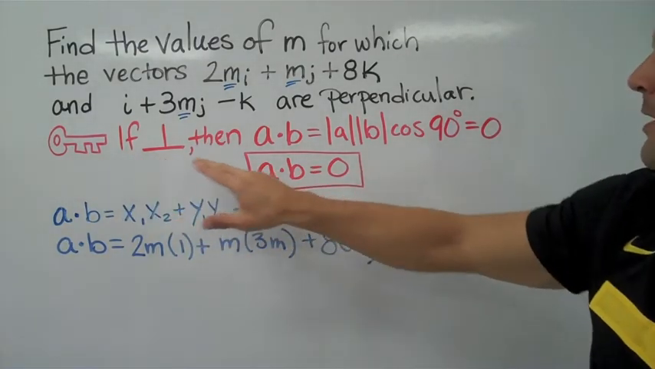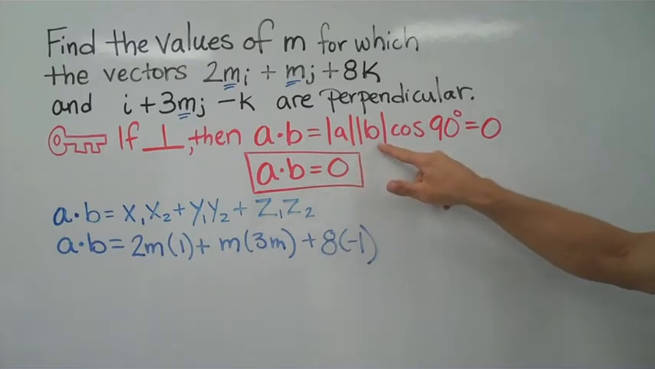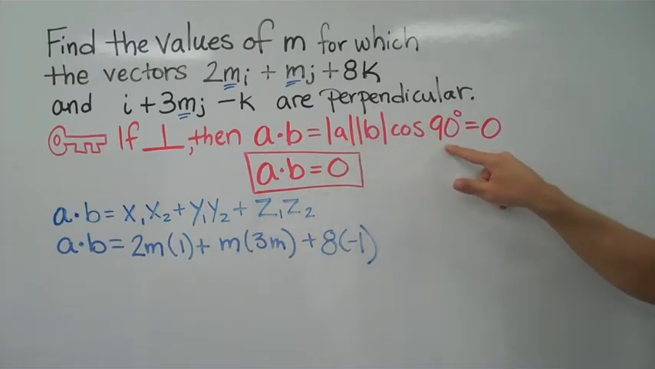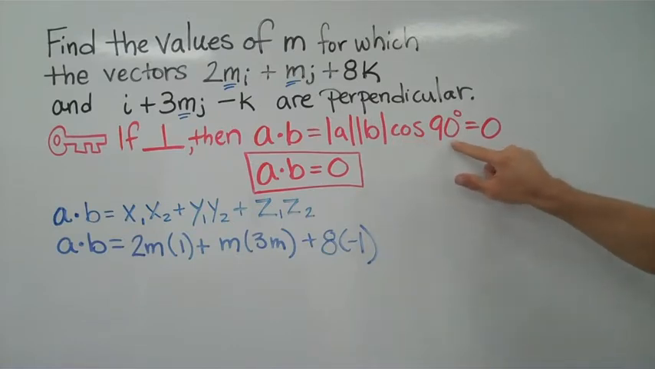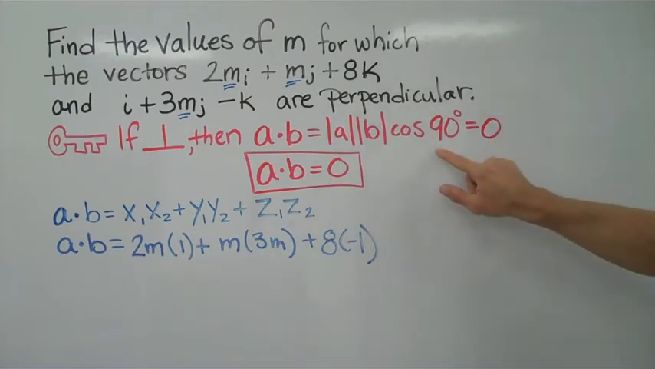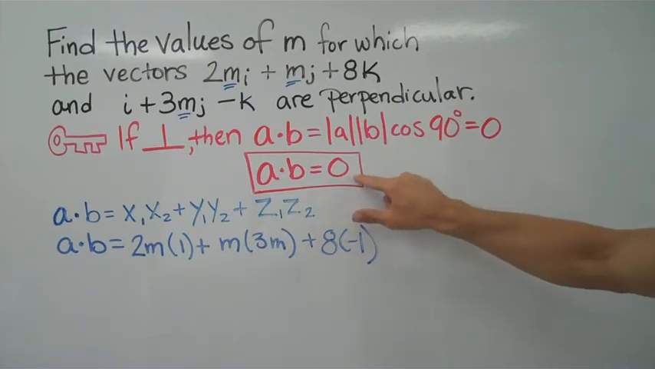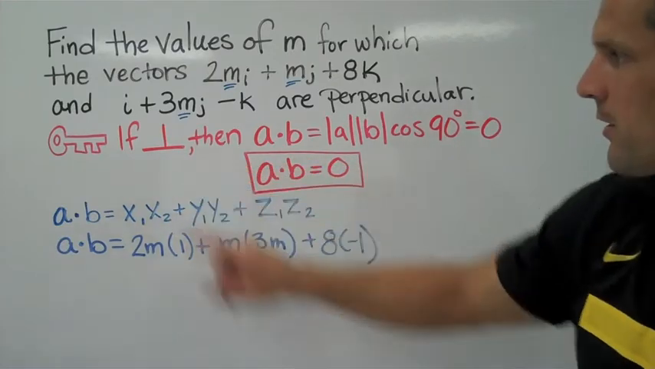If vectors are perpendicular, then their dot product is the magnitude of A times the magnitude of B times cosine of the angle between them. If the angle between them is 90 degrees, cosine of 90, think about the unit circle at the top, pi over 2, cosine is 0. So our dot product will be 0 as well, because cosine 90 goes to 0. So we know this is the key information for perpendicular vectors.